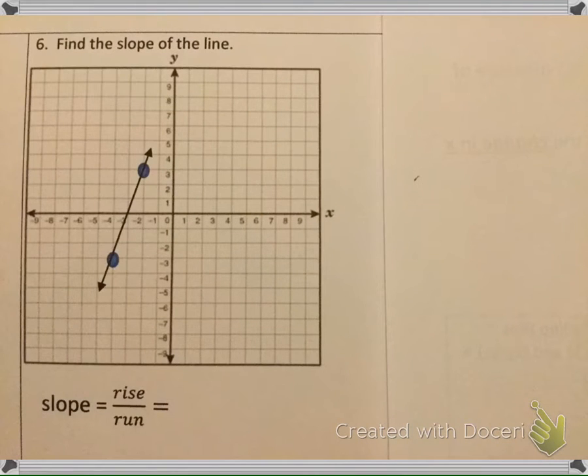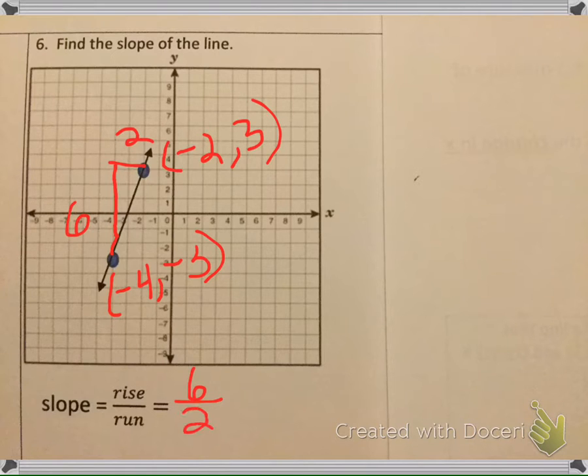Okay, we have, this looks like it's at negative 4 and negative 3. And then we have negative 2 and a positive 3. Okay, so it looks like my rise is 1, 2, 3, 4, 5, 6, and my run is 2. And of course I would simplify that. That would simplify to a 3 over 1.